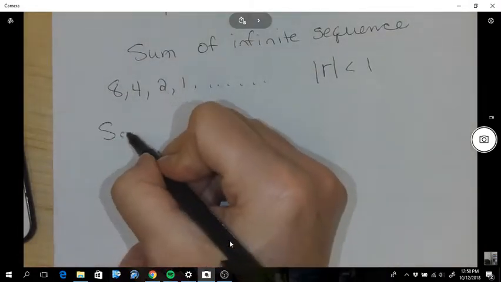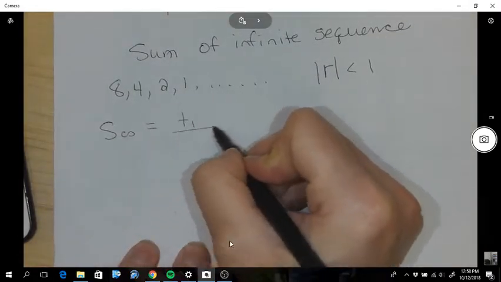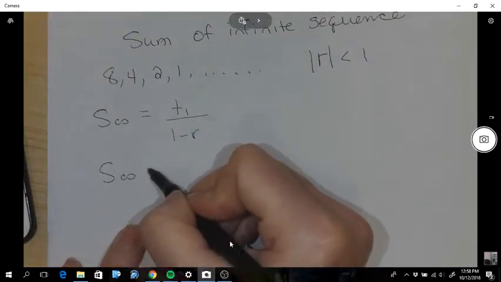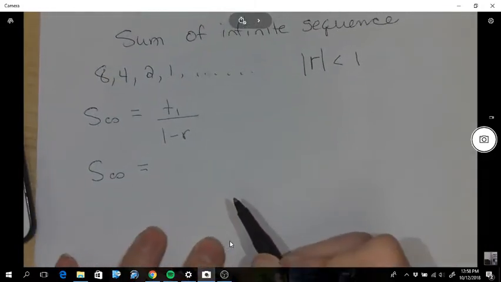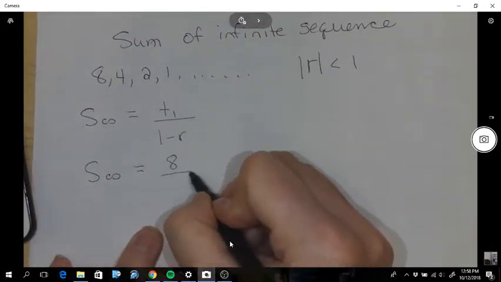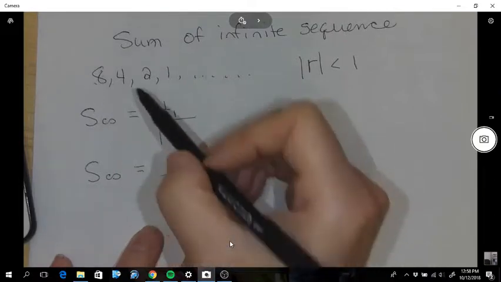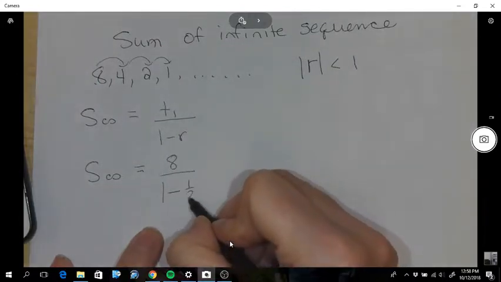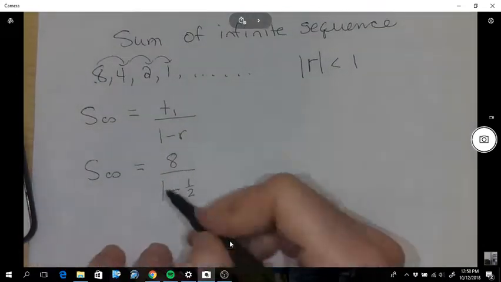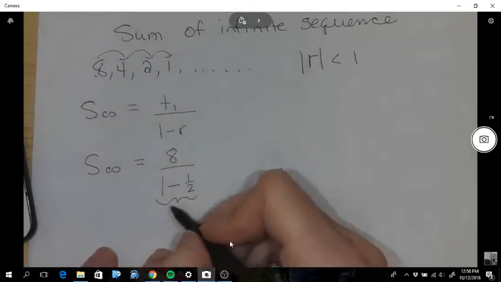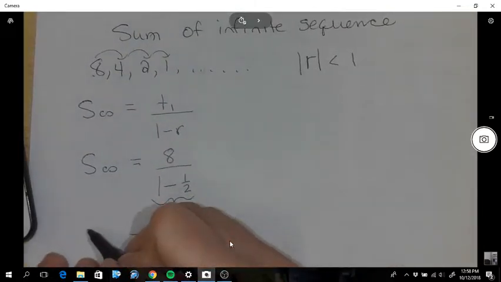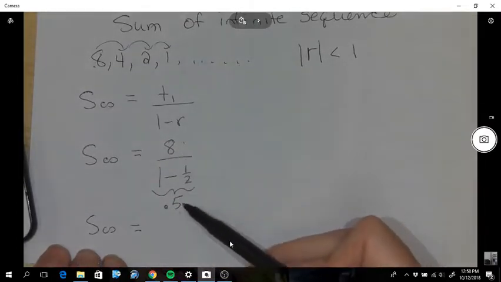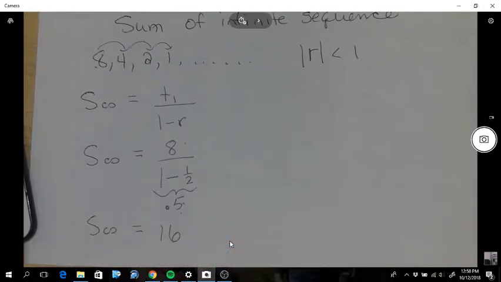Okay, so the sum of this whole sequence equals term 1 over 1 minus R. So this entire sequence would add up to, term 1 is 8 over 1 minus, what is our ratio here? What are we timesing by? 1/2. Okay, so evaluate the bottom first. So 1 minus a half is 0.5. Okay, now 8 divided by 0.5 ends up being 16.